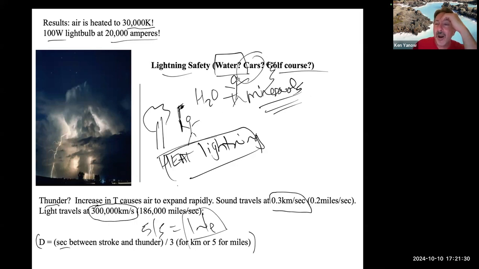But what about a car? A car is actually one of the safest places to be during a lightning event. So here's your car. And if lightning hits the car, it'll go across the car surface, hit the rubber, and it's grounded out. So being in a car is actually extremely safe during a lightning event. So that's probably where I would suggest you go, inside of your car.